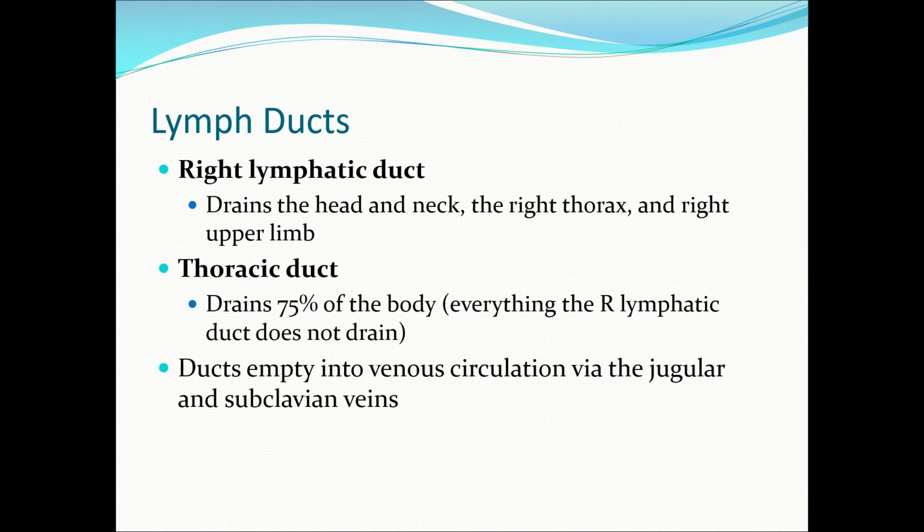The largest of the lymphatic vessels are the ducts. There are two major lymphatic ducts, the right lymphatic duct and the thoracic duct. The right lymphatic duct drains the head and neck, the right thorax, and the right upper limb. The thoracic duct drains 75% of the body, basically everything that the right lymphatic duct does not drain. Ducts empty into the venous circulation via the jugular and subclavian veins.